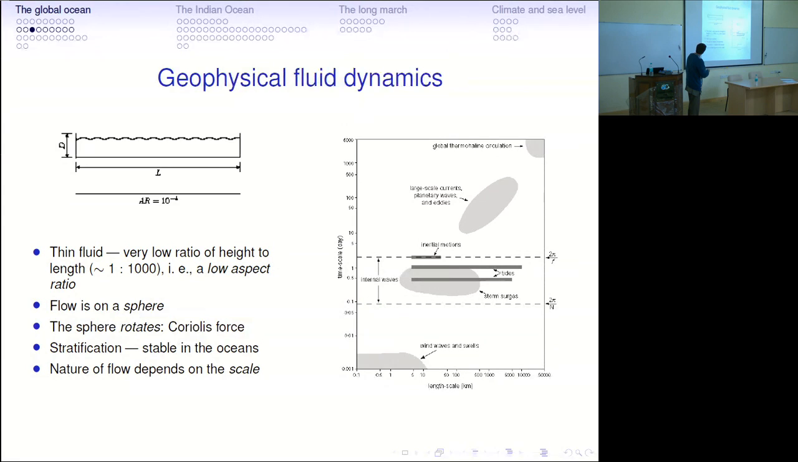But what is of interest to us out here is the part that lies between the inertial period and the global thermohaline circulation. You have eddies on the smaller scales, you have planetary waves, and you have large-scale ocean circulation. And it is this part that I will be looking at in the rest of this talk.